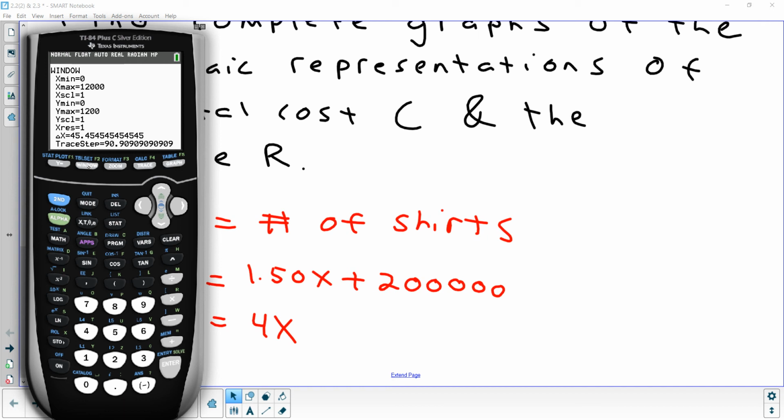0. We could make 0, right? Maybe the equipment breaks, we don't have any equipment. So 0, and the max, well, that we don't know. Okay, let's try 100, I don't know, let's try 50,000 shirts.